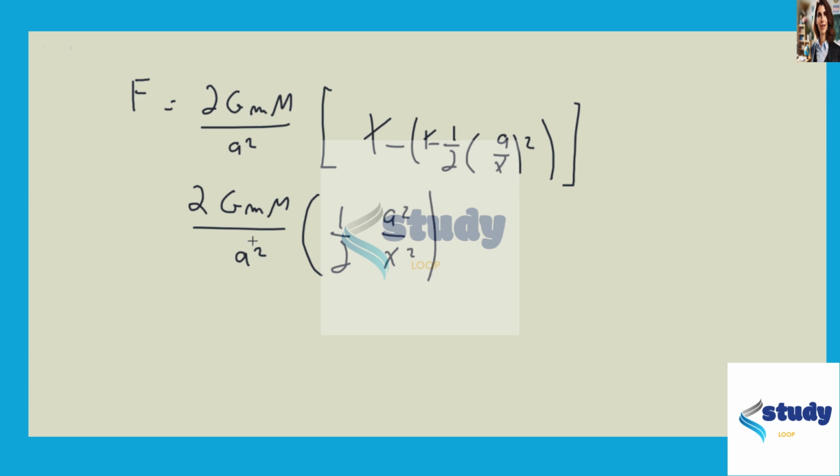And so now we finally have some things canceling. This a squared goes away, these 2's go away, and we're just left with G little m big M over x squared. So that's exactly the force we'd expect between two point particles of mass little m and big M separated by a distance of x.